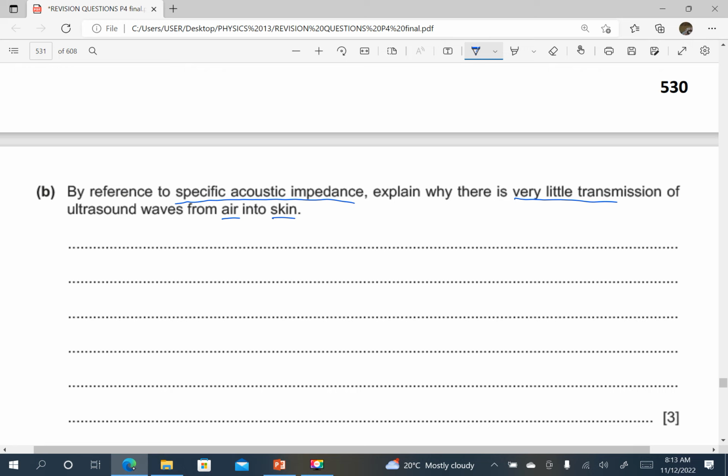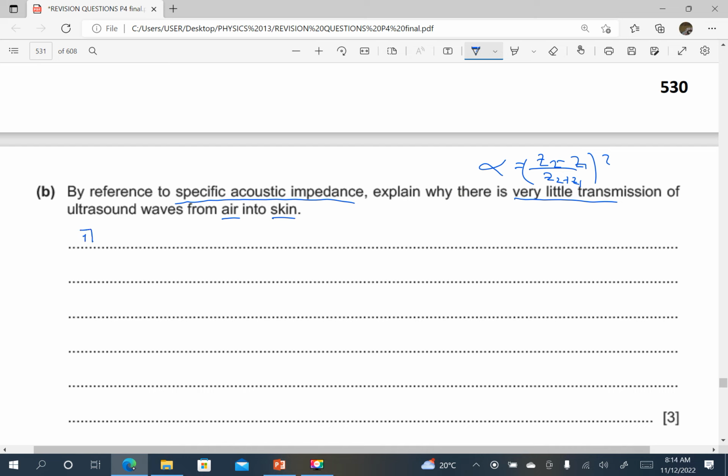Remember the intensity reflection coefficient alpha depends on the difference between the Z values. If the difference is much larger, there is more reflection than transmission. So there's a very large difference between Z for air and Z for skin. So we expect much more reflection than transmission. So we can say the intensity reflection depends on the difference between the acoustic impedances.